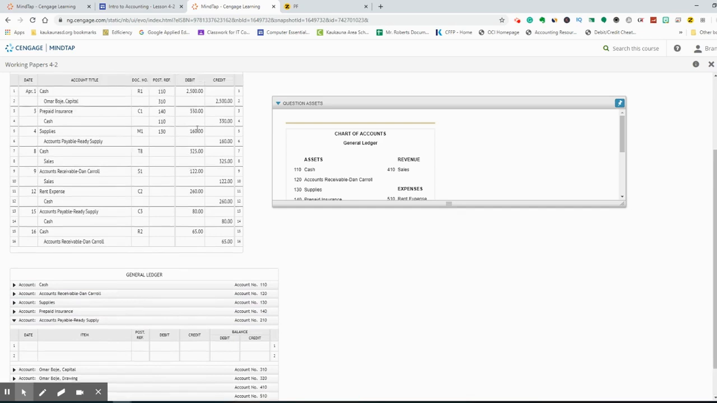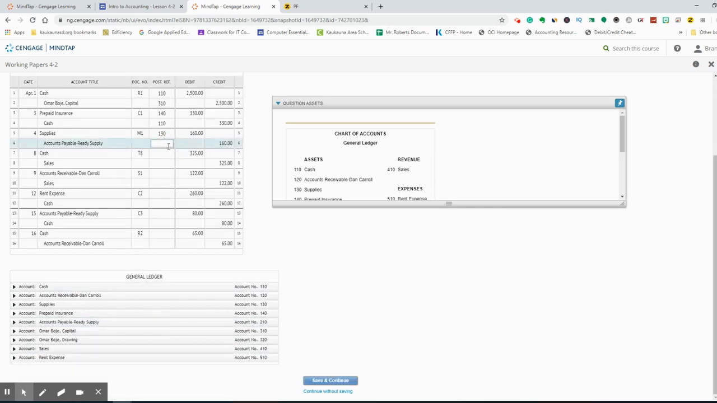There we go. Accounts payable for ready supply. And it looks like this is a $160 credit. So accounts payable, it's April 4th. We're going to write in the date. Post reference is G1. And it is a credit for 160. And we'll have a 160 balance on the credit side. Last thing we do is we're going to put our 210 up by the post reference.